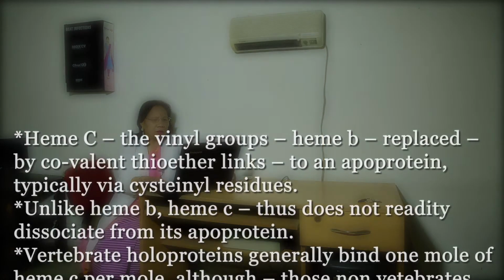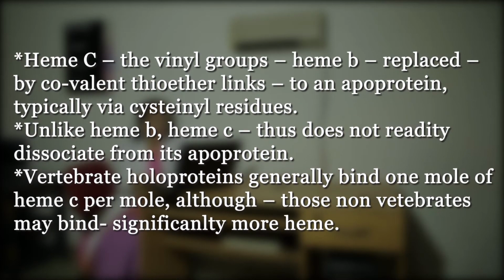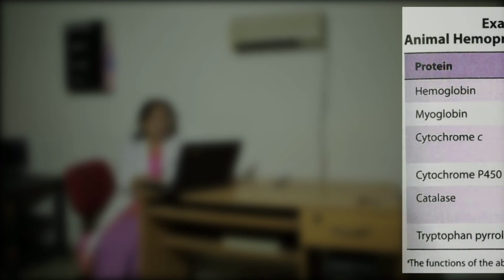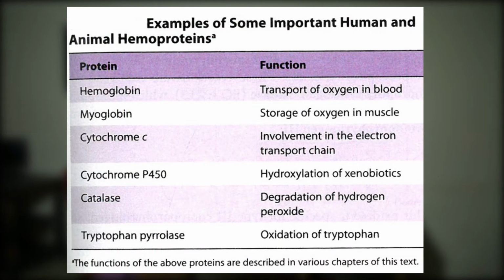In heme C, the vinyl groups of heme B are replaced by covalent thioether links to an apoprotein, typically via cysteine residues. Unlike heme B, heme C does not readily dissociate from its apoprotein. Vertebrate hemoproteins generally bind 1 molecule of heme per mole, although non-vertebrate ones may bind significantly more heme. These are some examples of important human and animal hemoproteins.